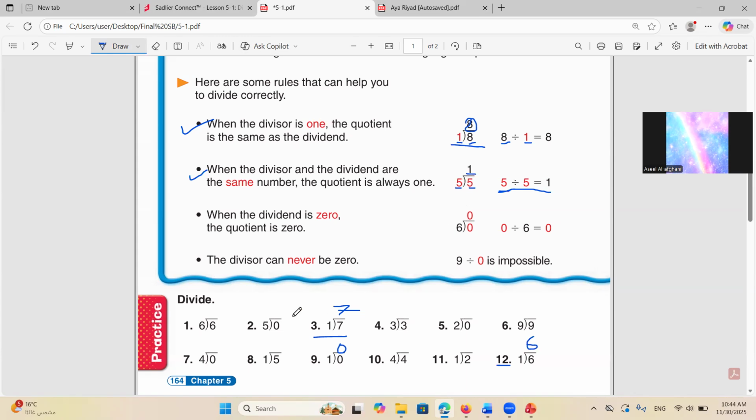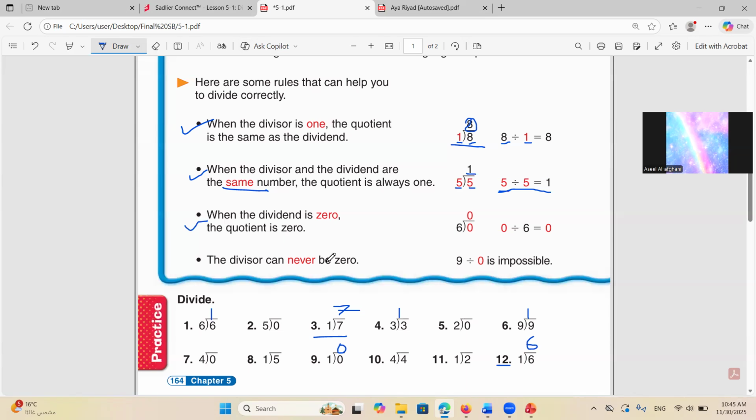So let's see this. 6 divided by 6, it is 1. 3 divided by 3, it is 1. Cool. 9 divided by 9, it is 1. Cool. So your quotient is gonna be 1 always if your dividend and divisor are the same, okay?